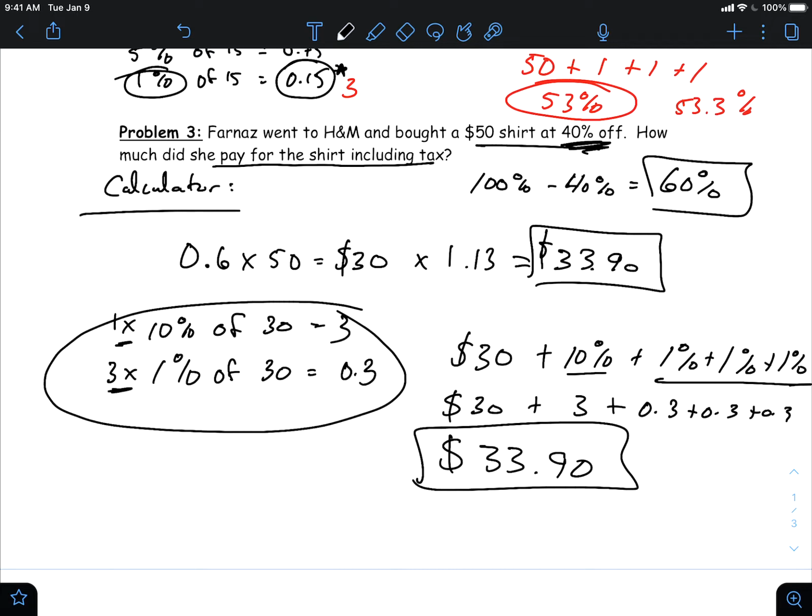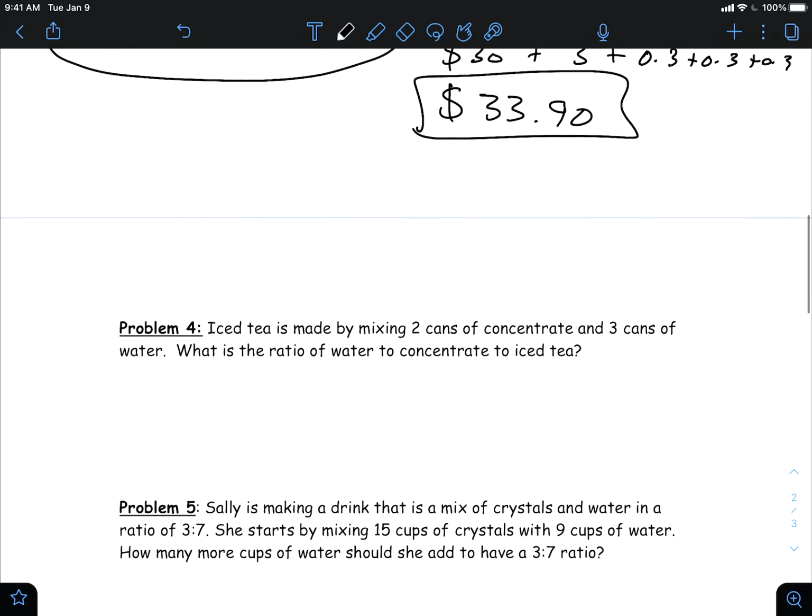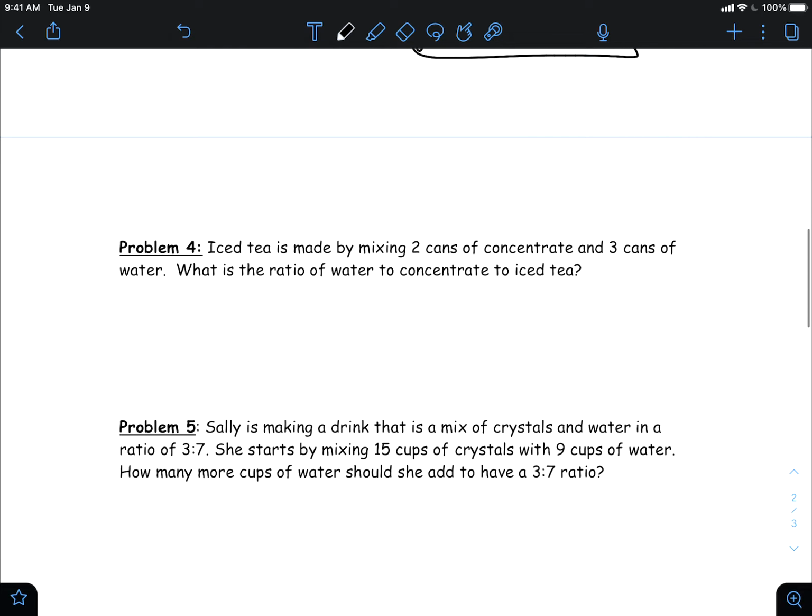So if we go down here, iced tea is made by mixing 2 cans of concentrate and 3 cans of water. What is the ratio of water to concentrate to iced tea? If everybody gets here, then we can talk about it. I wasn't sure if everybody was done copying or not. Does anybody know the answer off the top of their head, just by looking at this?